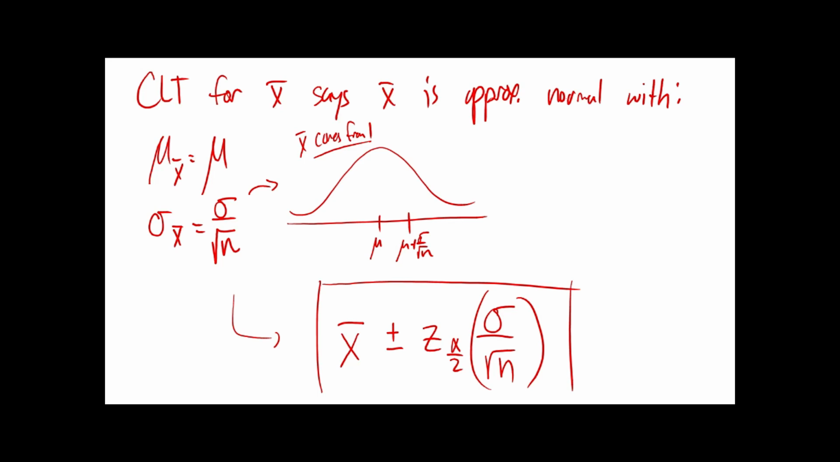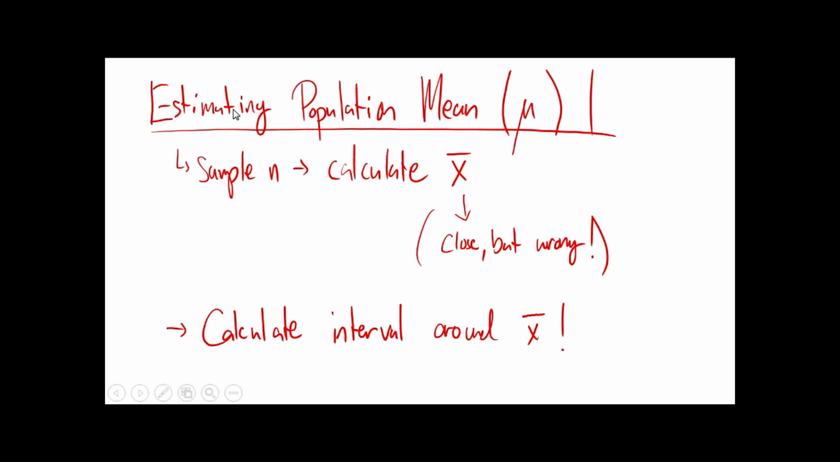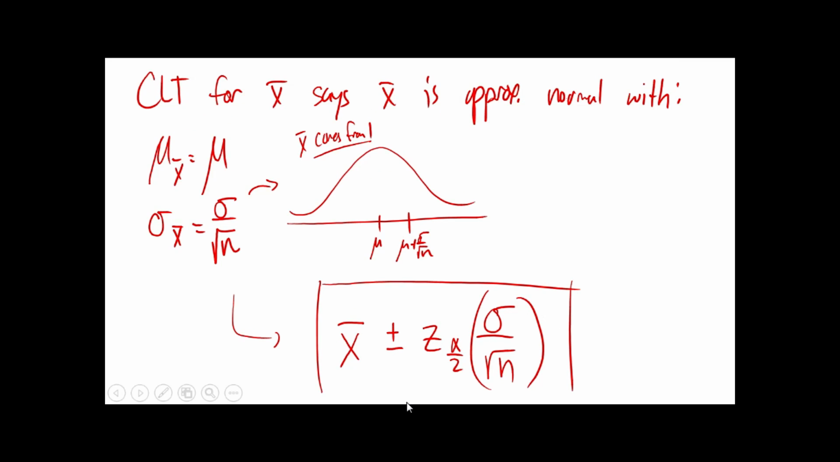Now, remember, what's our goal here? Our goal is to estimate a population mean, mu, right? Now, looking at this formula, what value does it assume that we know? The standard deviation. Right here, what is sigma? This assumes sigma, which is the population standard deviation, is known.